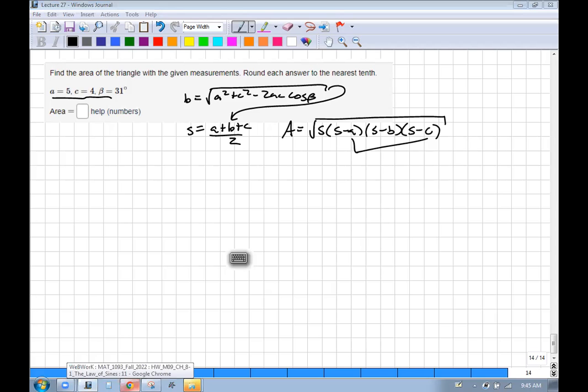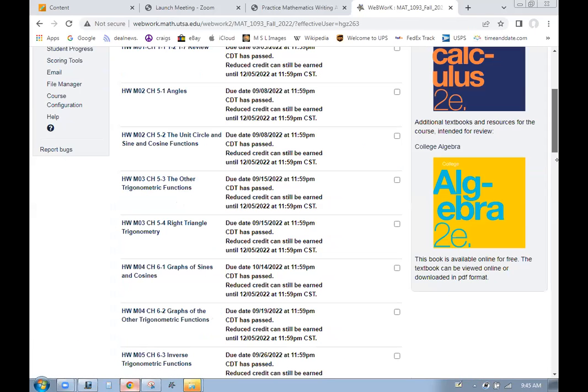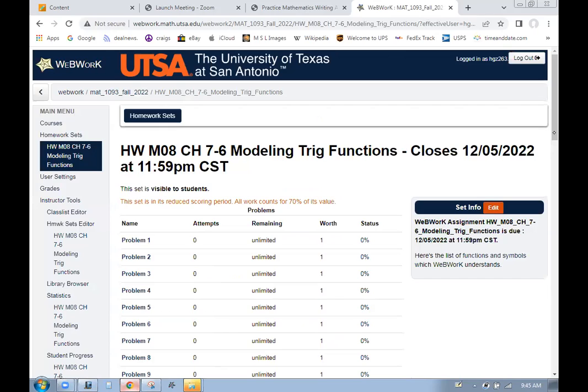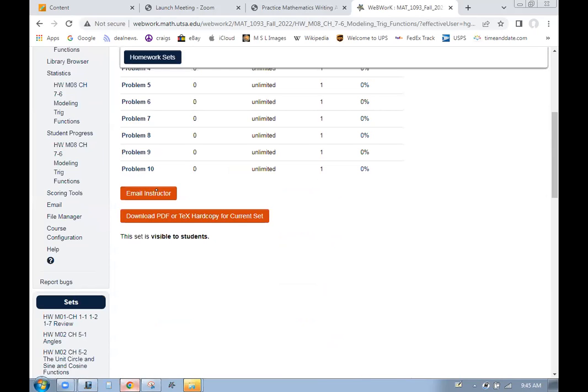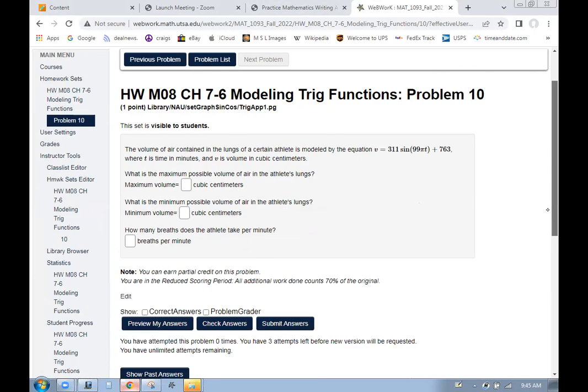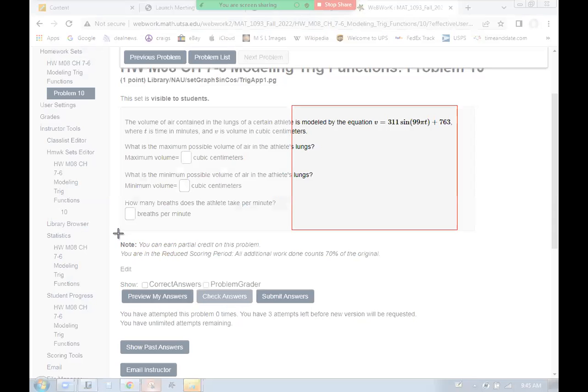Let's see here. Homework sets. 7.6 over 10. Look at number 6 from the law of sines. Yeah, well, we got time for one of these. Let's see here. I'm happy to stay late to work more problems if y'all want.